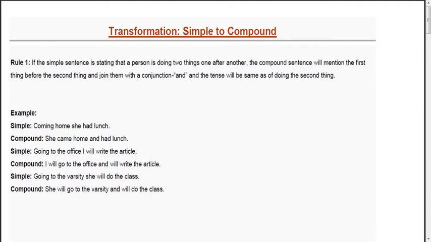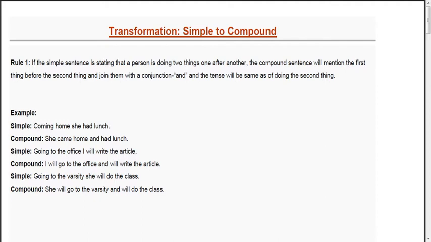So rule 1 says: if the simple sentence is stating that a person is doing two things one after another, the compound sentence will mention the first thing before the second thing and join them with a conjunction, and the tense will be the same as that of the second thing. So if a person does two actions in a simple sentence, when we transform it to a compound sentence, we write the first action at the very beginning, and then the second action, and in the middle there should be the conjunction and. But the actions should have a similar philosophy.